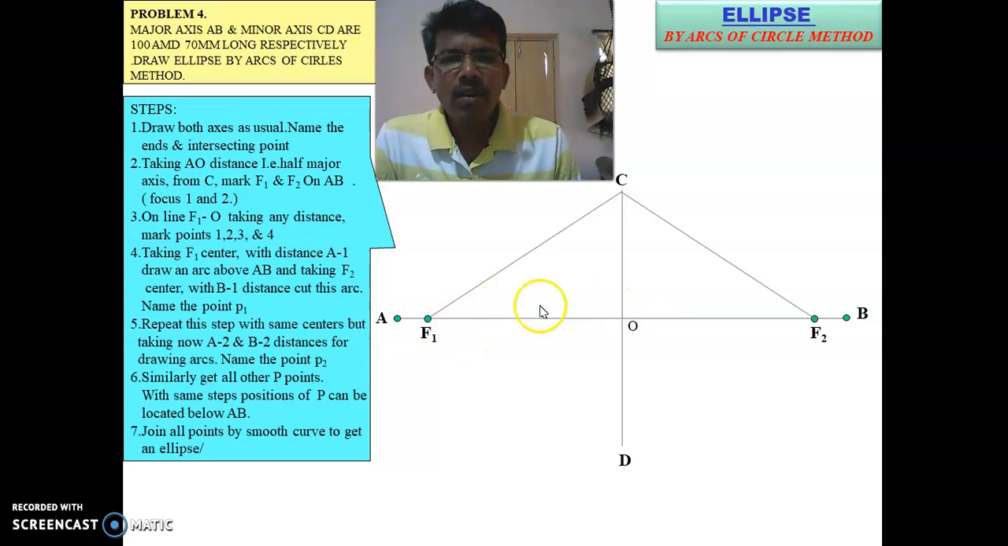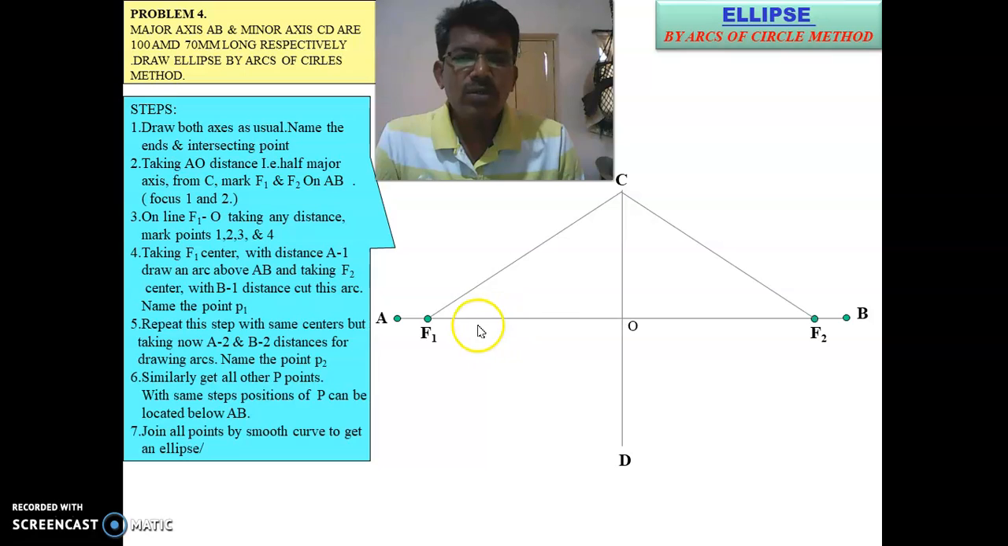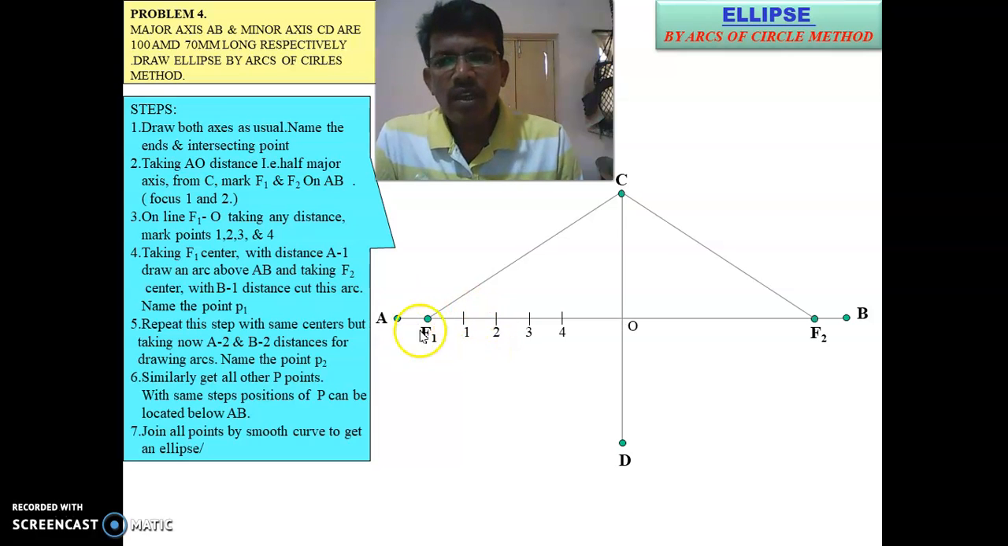A and B are already the major axis end points of the ellipse. Now we have to construct the locus of all these points, traveling from D and once again to A. So now I will divide this into equal parts: 1, 2, 3 and 4. Name them 1, 2, 3, 4. Now you can see how to construct the locus, how it is moving from these points.